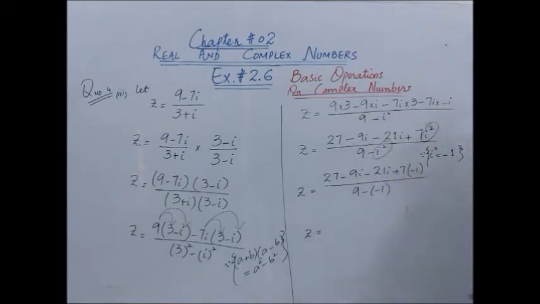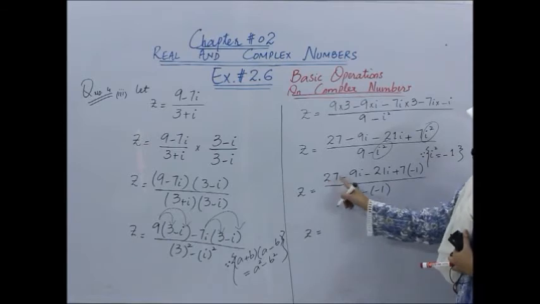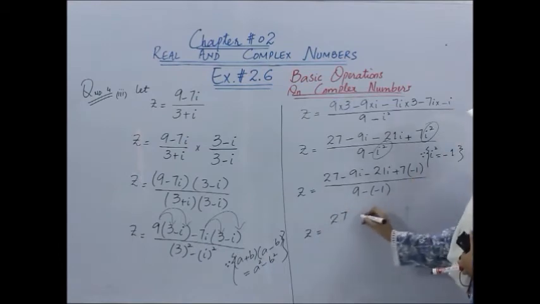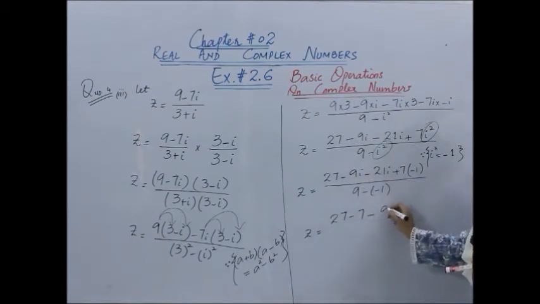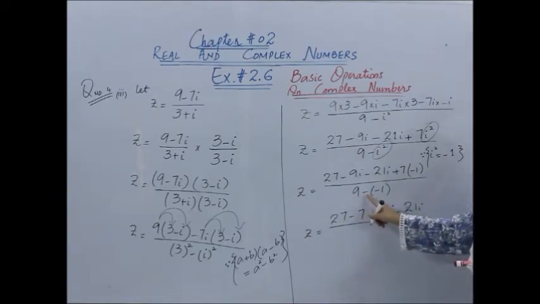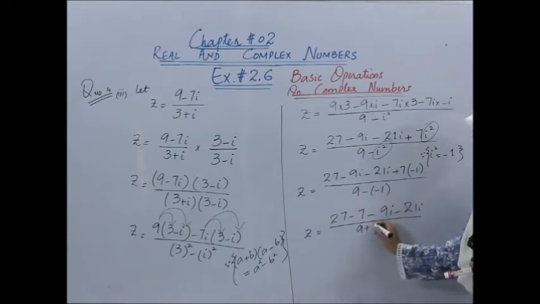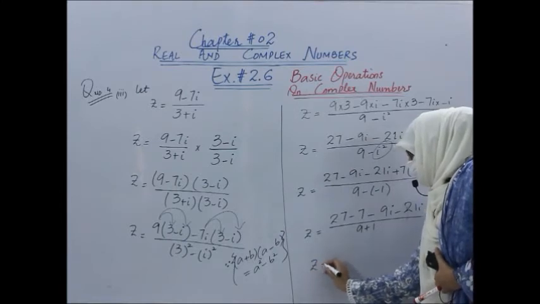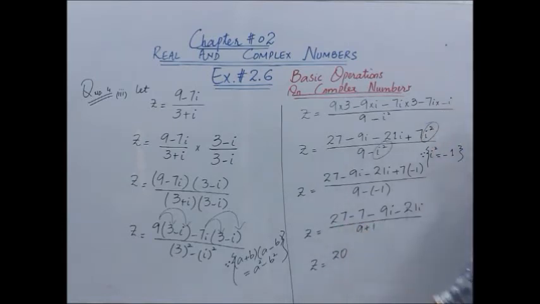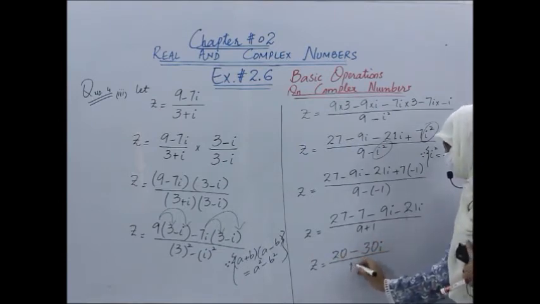Now let us simplify it further. You will write down the real part with the real and imaginary with the imaginary. So 27 plus 7 into minus 1 give you minus 7. So 27 minus 7. Now what about this? Minus 9 iota minus 21 iota, divided by, denominator is 9 minus into minus will give you plus. So 9 plus 1 will give you 10. So z is equals to 27 minus 7 will give you what? 20. Real part will be solved with the real part and imaginary with the imaginary. So minus 9 iota and minus 21 iota will give you what? Minus 30 iota. Divided by 9 plus 1 is 10.